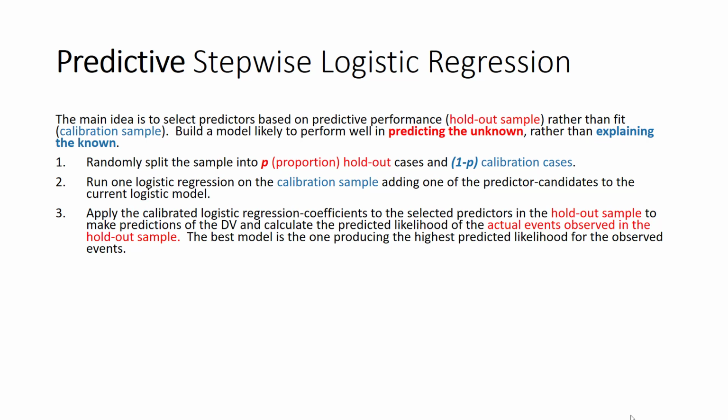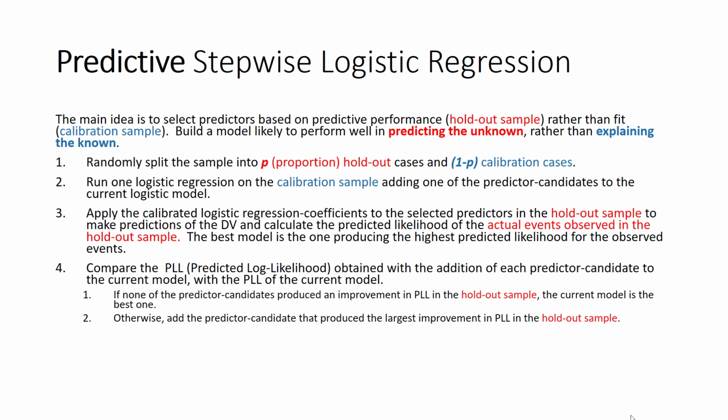So you apply your calibrated logistic regression coefficients to the predictors on the holdout sample to make predictions of the dependent variable. In logistic regression, predictions are probabilistic. So you're going to predict the likelihood that the observed event would occur. The best model then is the one that produces the highest predicted likelihood for the observed events.